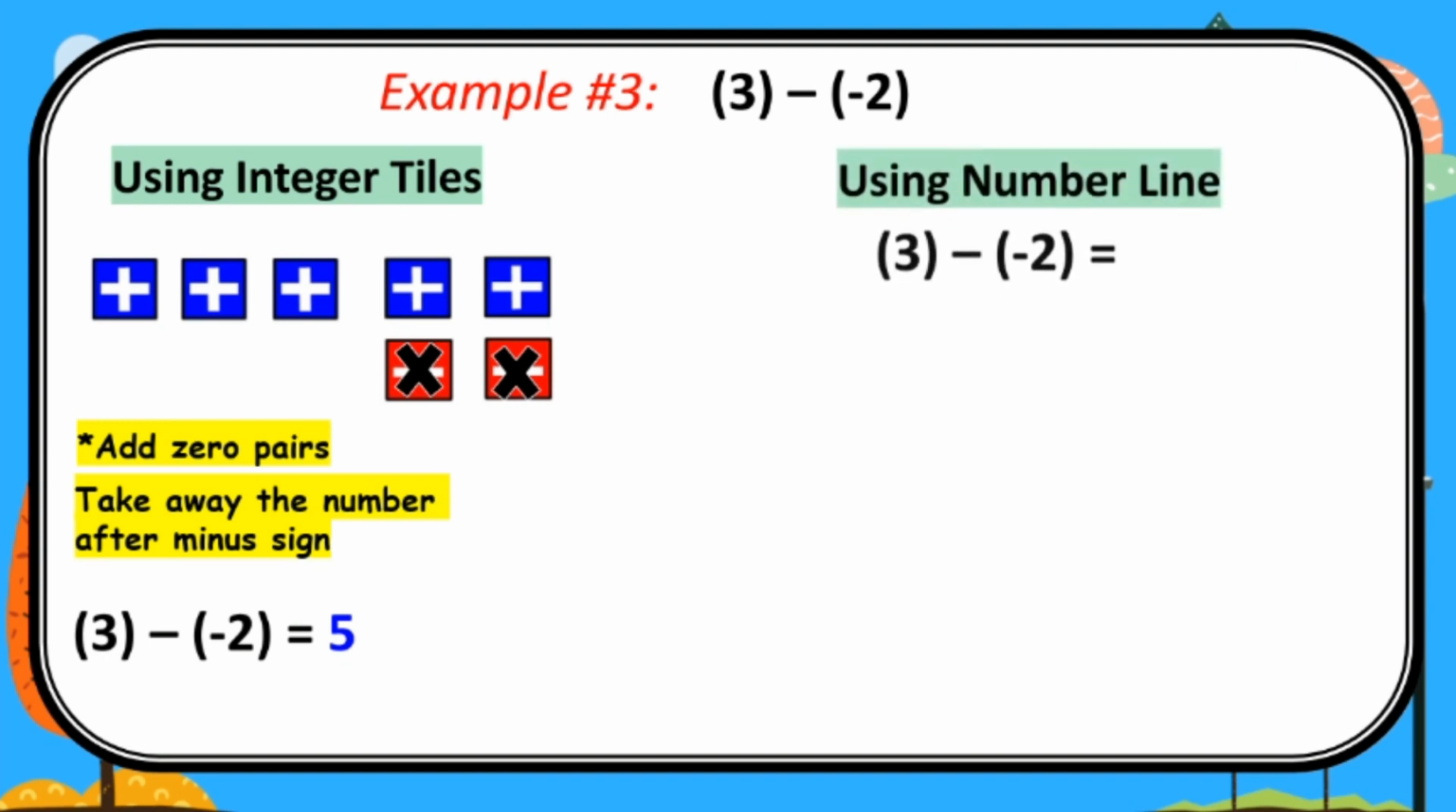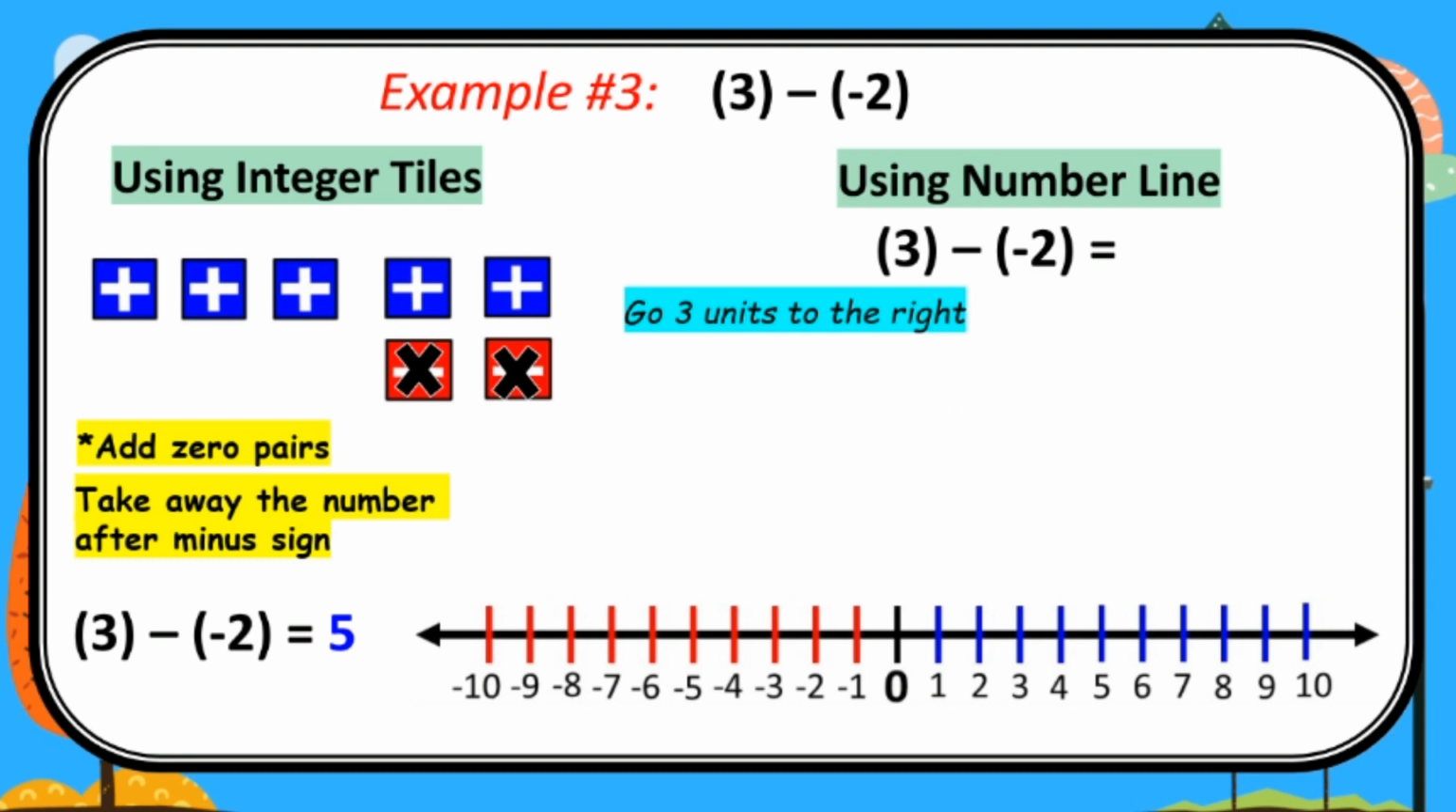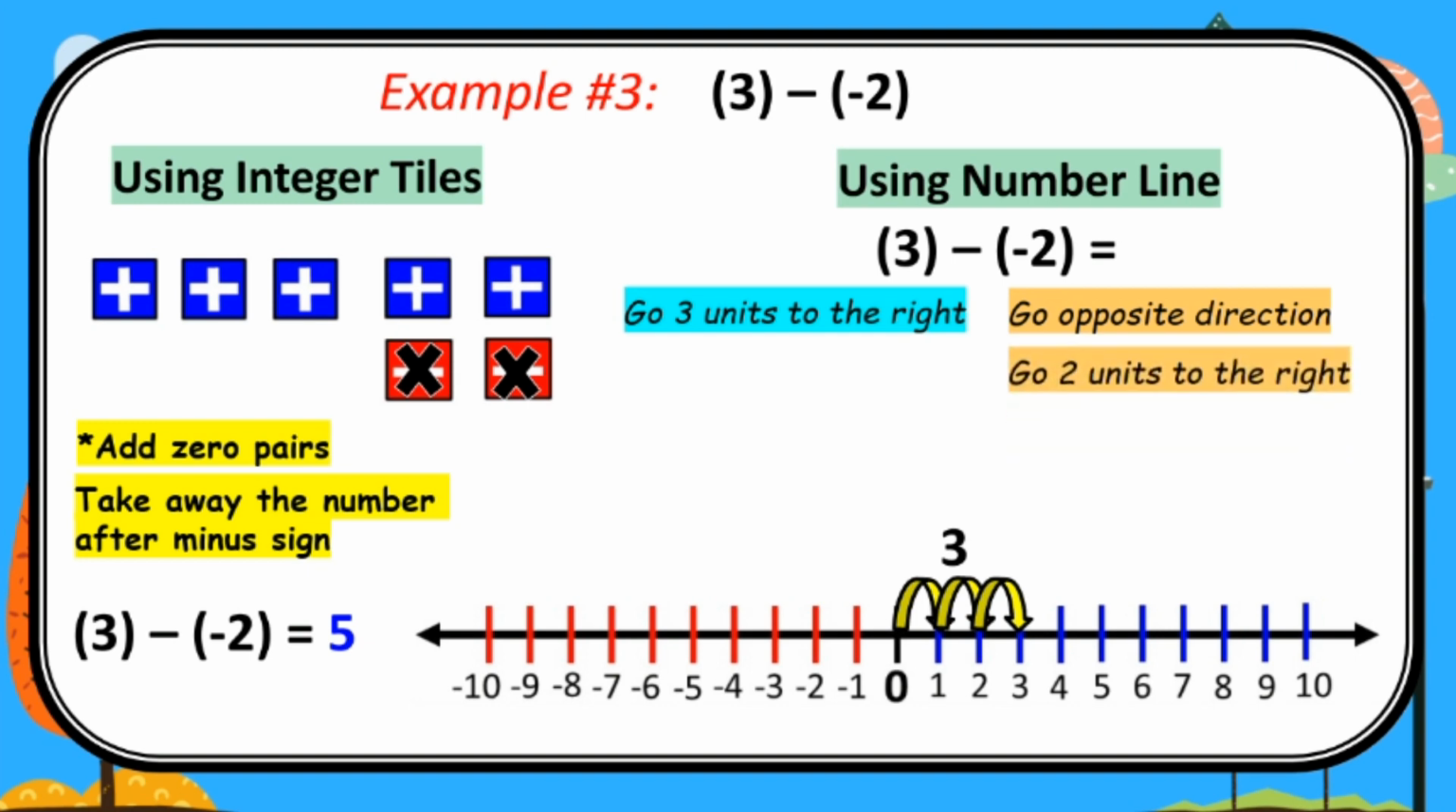Using number line. So, gamitin pa rin natin ang positive 3 minus negative 2 equals blank. Ang ating minuend ay positive 3, so ibig sabihin, go 3 units to the right. Mag-start tayo sa 0. Pakanan, 1, 2, and 3. Ang subtrahend natin ay negative 2. So, go opposite direction. Ibig sabihin, ang opposite ng negative 2 ay positive 2. Kaya, go 2 units to the right.